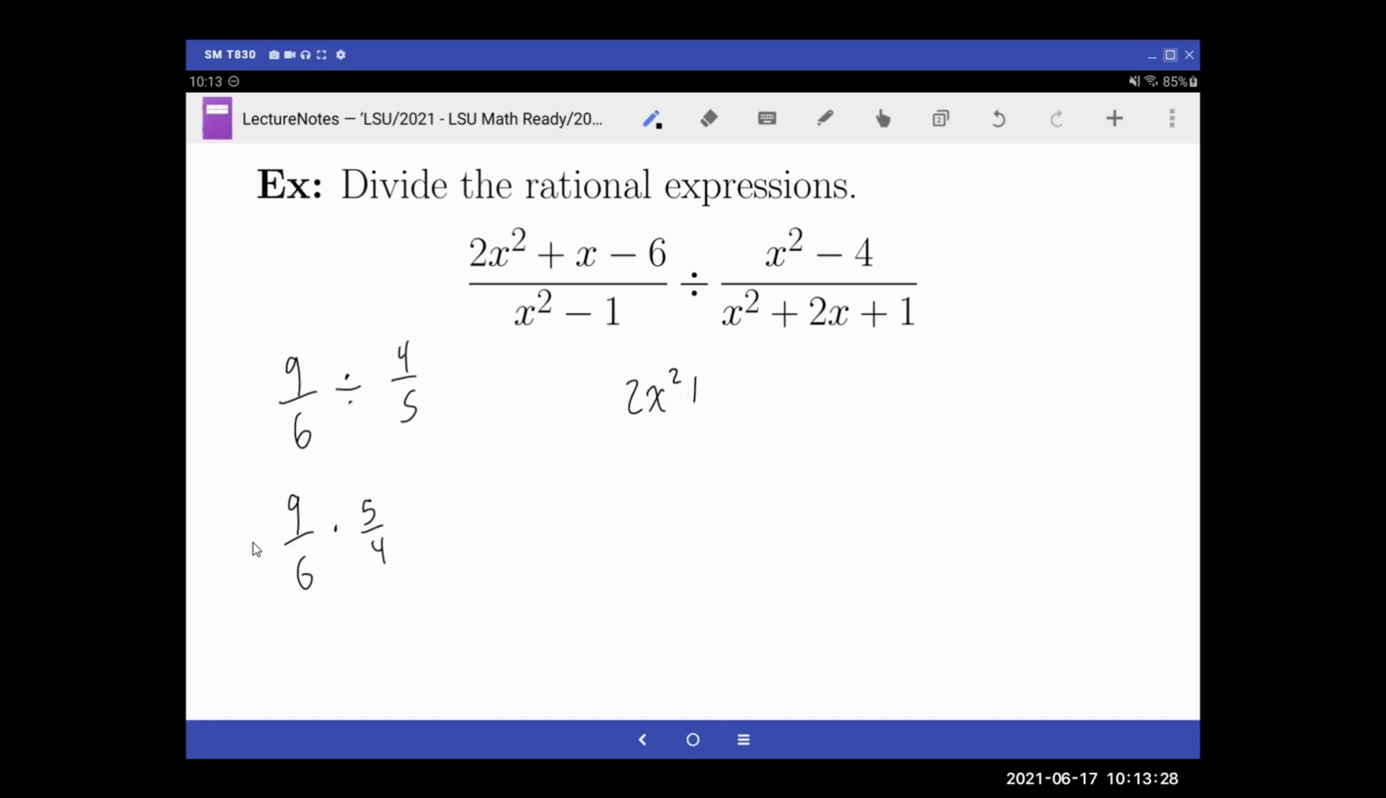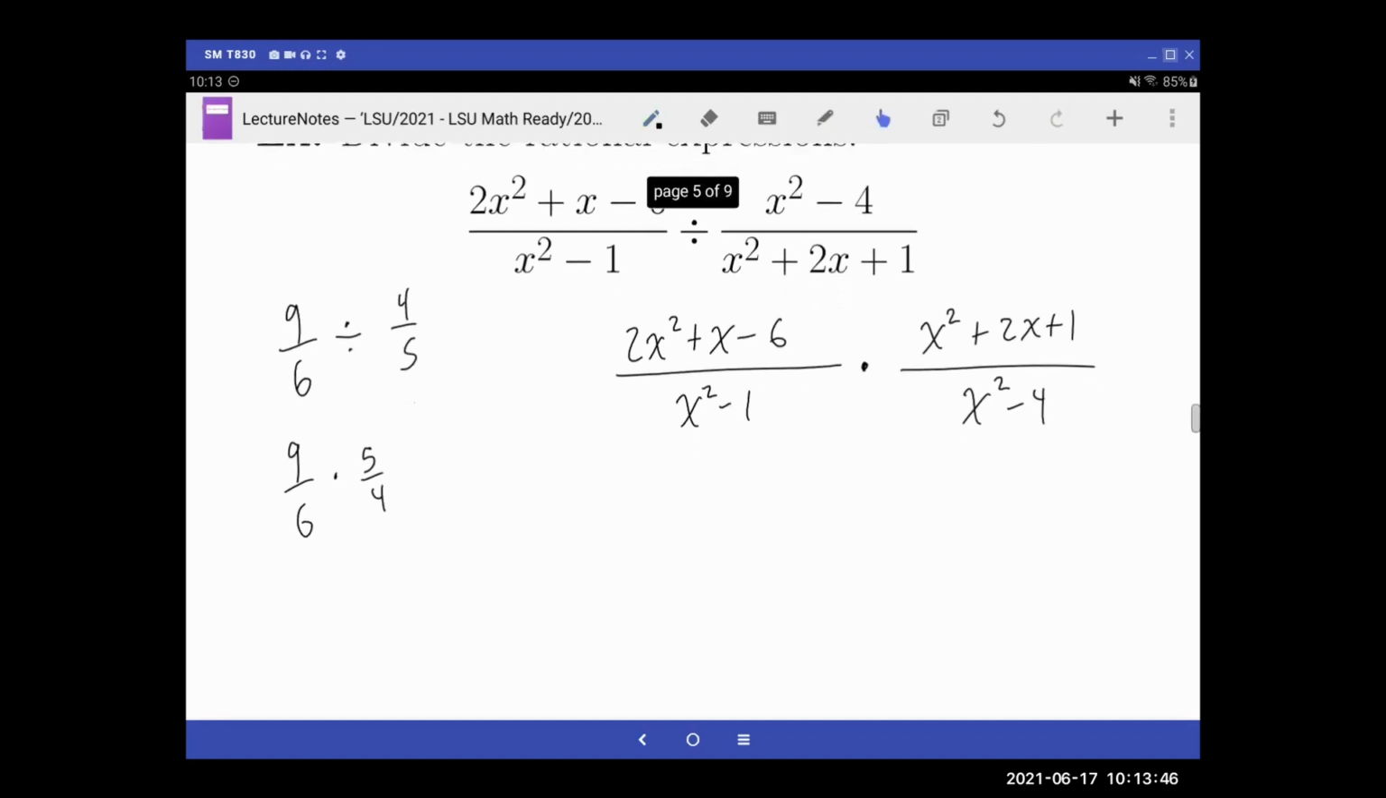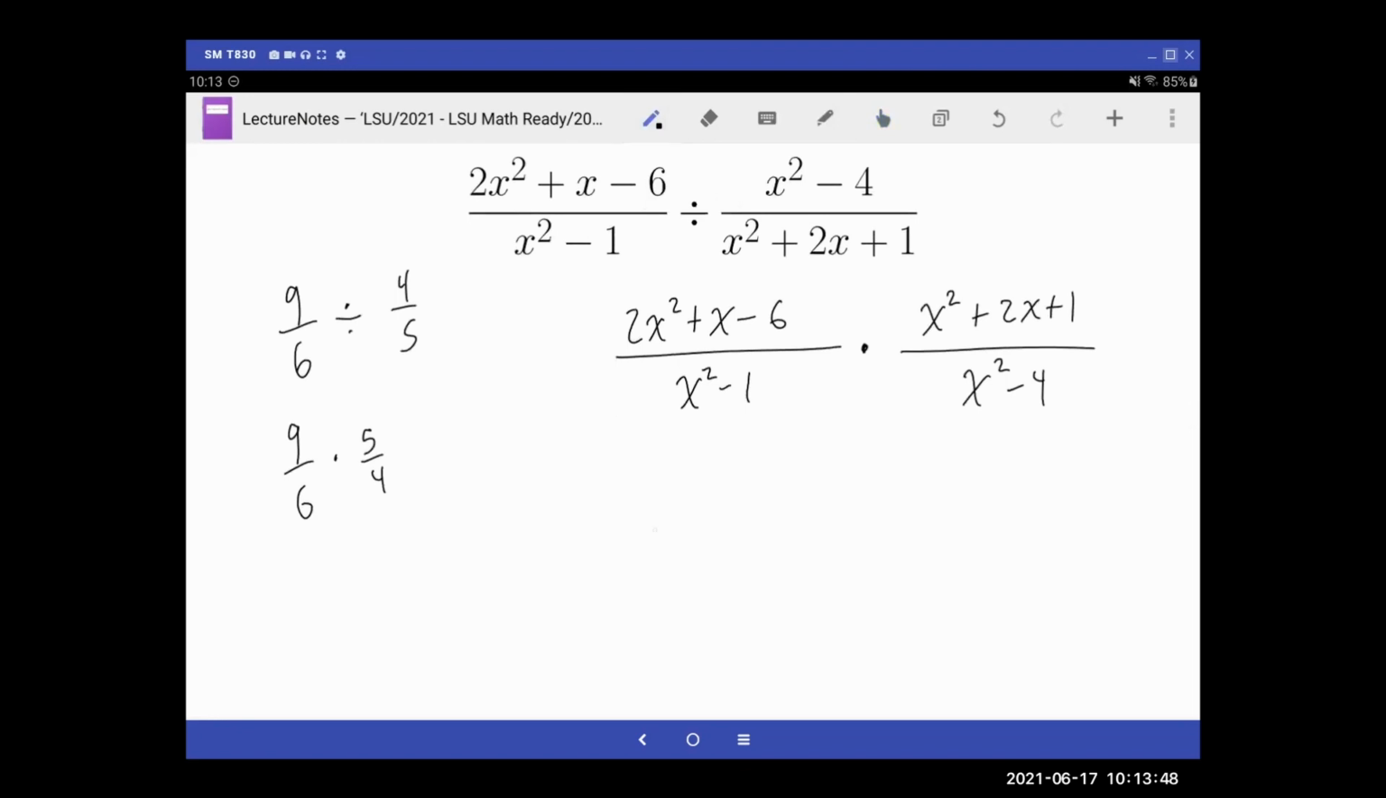2x squared plus x minus 6 over x squared minus 1, times x squared plus 2x plus 1, the denominator here, divided by x squared minus 4. Now I'll treat it just like the last problem, right? I will just make one fraction, factor the top and the bottom for each part. Okay, I'll do this one in red.